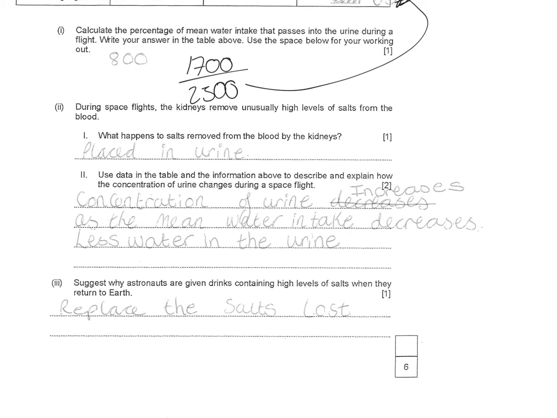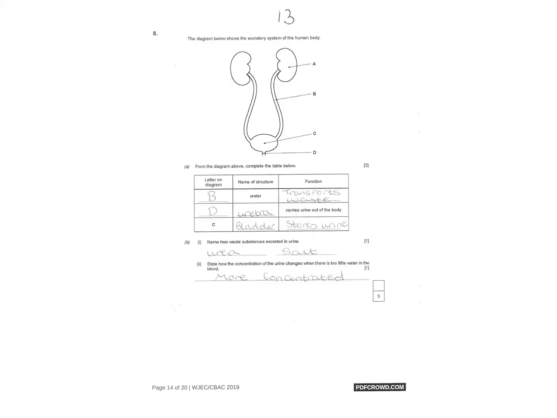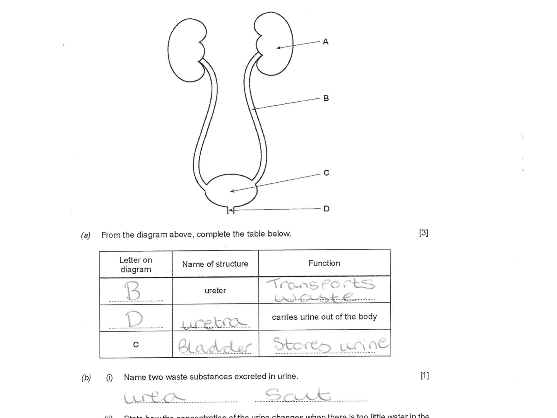Space flight: the concentration of urine would increase as the mean water decreases. There's less water in the urine, so urine is more concentrated. Suggest why astronauts are given drinks containing high salts when they return to Earth, to replace any salts lost when they're in space. Another kind of labelling then of the kidneys.